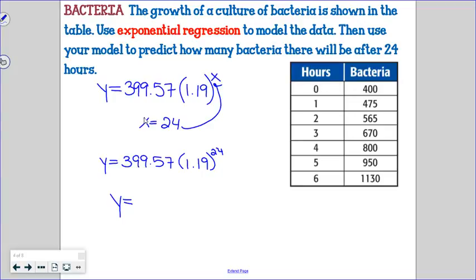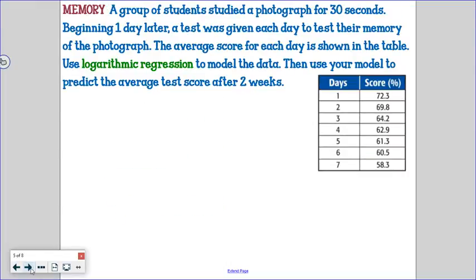Okay, Brogan, what do you guys agree on? 25,000, sorry, you were too fast for me. 0.83. Perfect. Okay. Any questions on the new types of regression? Okay. You and your table partner are on your own for this one then.